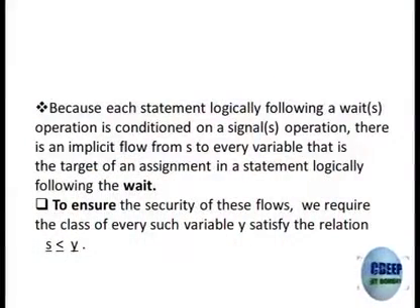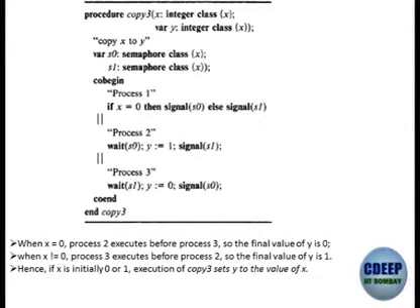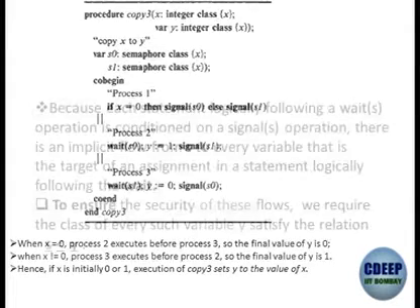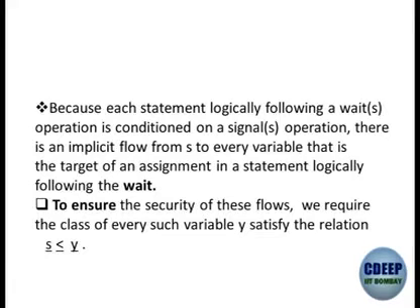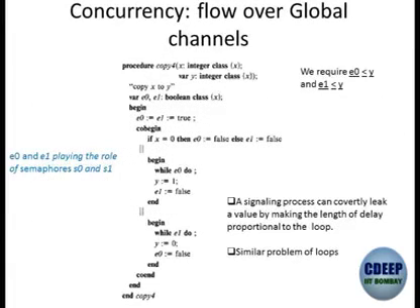Now, because each statement logically following a wait on S is conditioned on a signal S operation, there is an implicit flow from the semaphore S to every variable that is the target of an assignment in a statement logically following the wait. For example, whatever follows Y equal to 1 is based upon the value of S0, so X is implicitly flowing through this variable. To ensure the security of these flows, we require the class of every such variable Y to satisfy the relation that the class of the semaphore S must be less than or equal to the class of Y. And similarly, a semaphore is also a global variable.